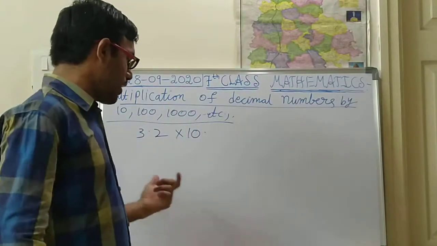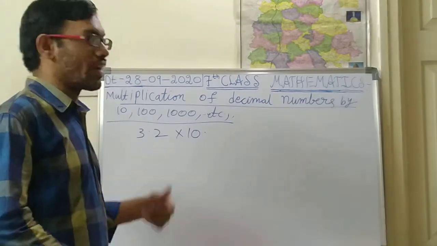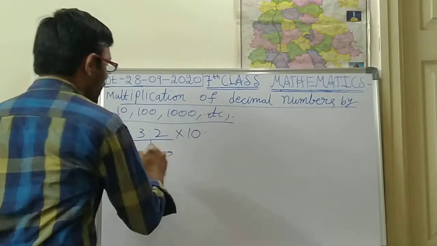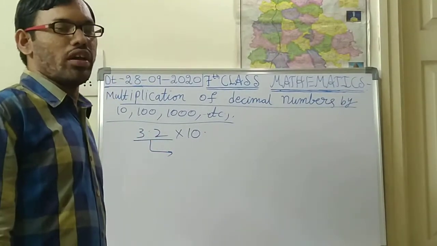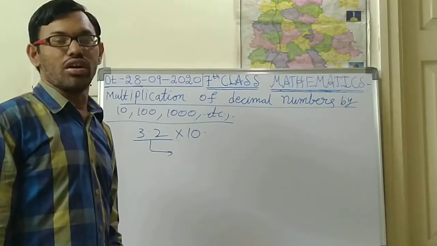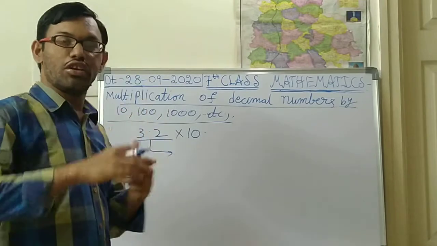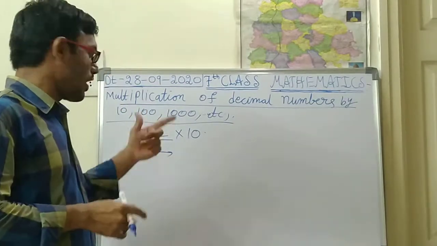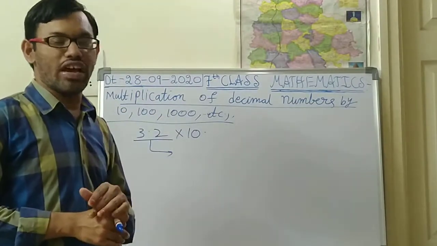Okay, what will you be getting? So here, 3.2. First of all, how can we write 3.2? We have to convert a decimal number into a fraction. Converting a decimal into a fraction is also one of the most important things, children. I think you are well versed with fractions, is it right?